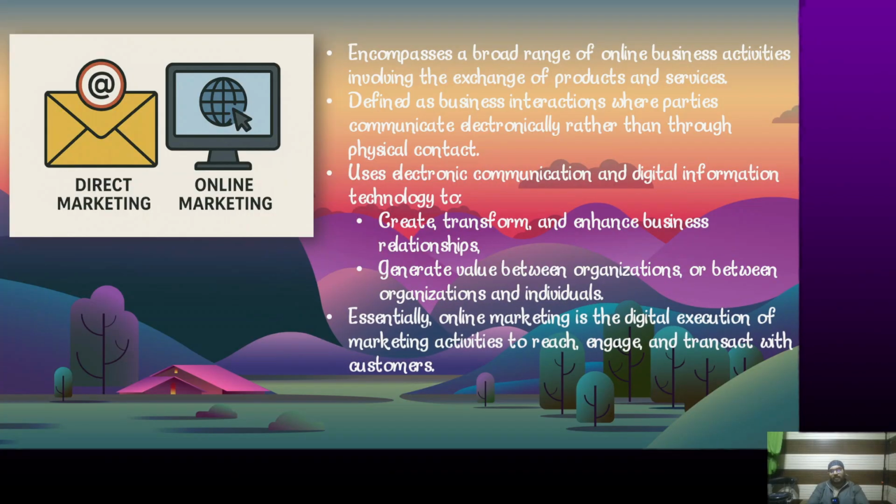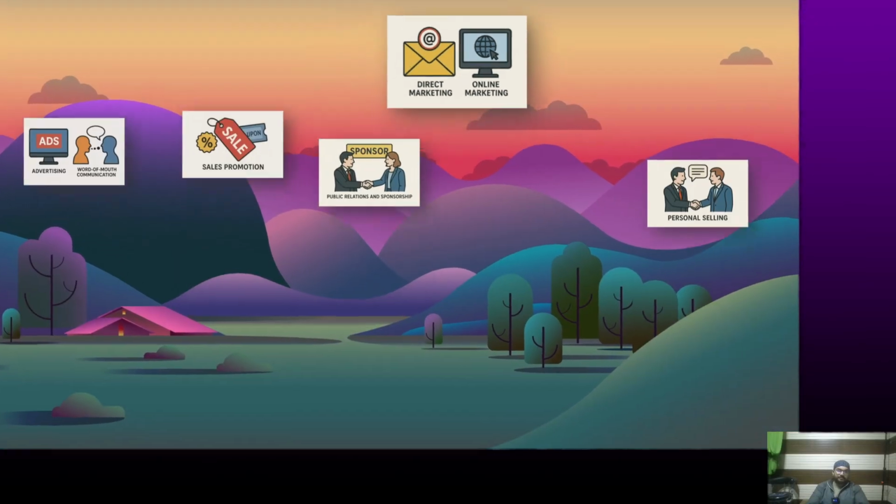And then online marketing is a digital execution of marketing activities. That is, whatever you are doing in direct marketing or any other marketing approach, now you are doing it electronically. You reach out to the consumer electronically, you engage with the consumer, you ask them to fill out a survey. I'm sure many times when you order something online, once you have done the payment, they definitely ask you to give feedback. Now that feedback is nothing but a part of online marketing.